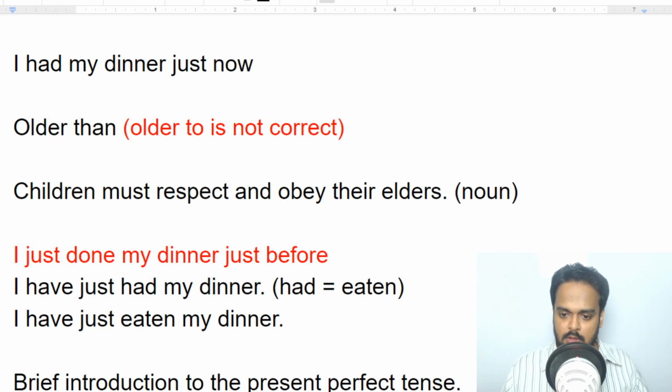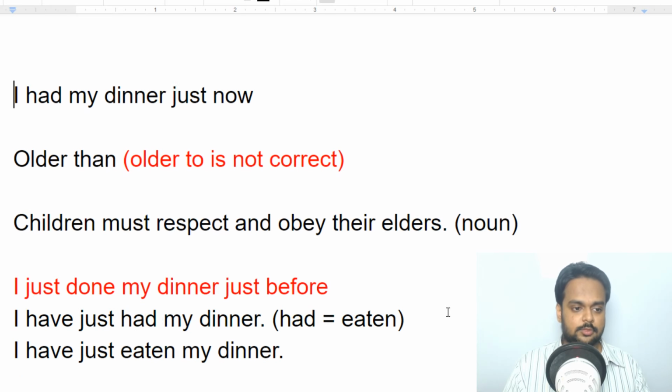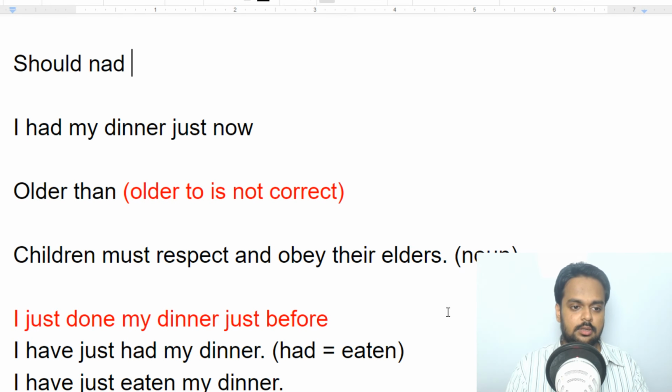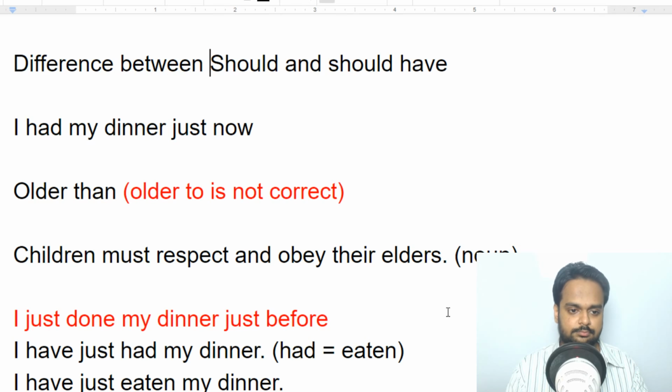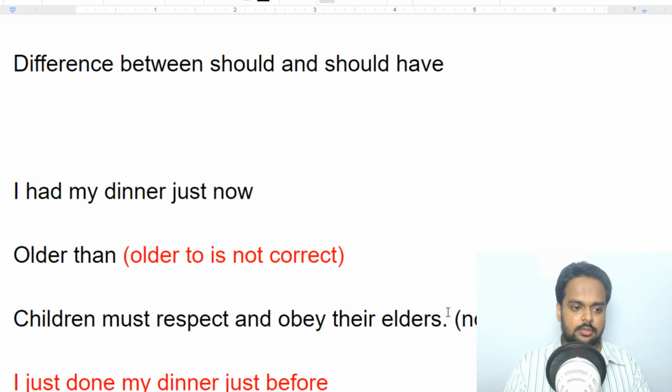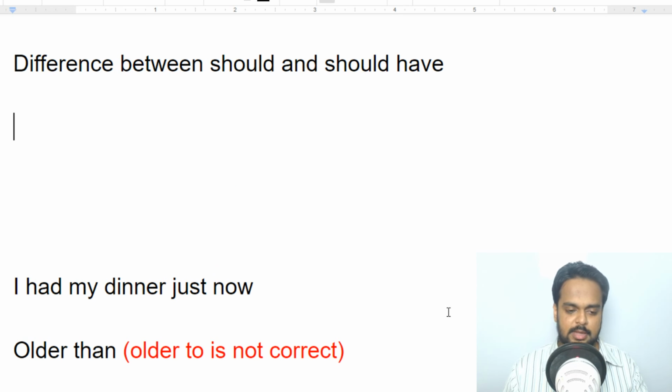Okay? All right. Okay. Babu has a question. He asks, what is the difference between should and should have? Very good question. Okay, the difference between should and should have. Okay, the word should, I'm going to push everything else downward.